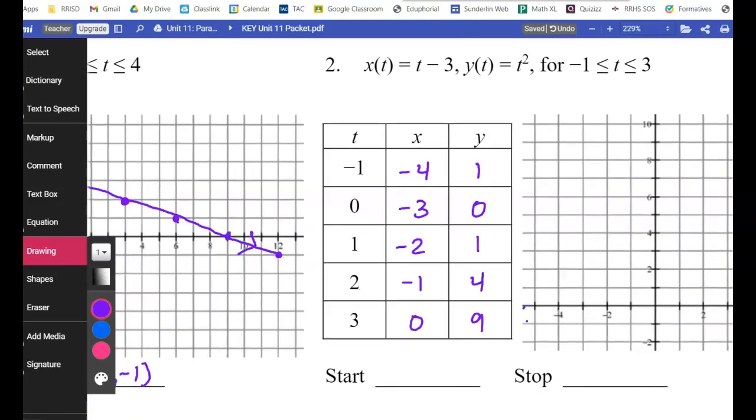So we have (-4, 1), (-3, 0), (-2, 1), (-1, 4), and (0, 9). So this set of parametrics is actually in the shape of a parabola. The previous parametric was a line. We started at (-4, 1). We stopped at (0, 9). And we put our direction somewhere on the parametric line.